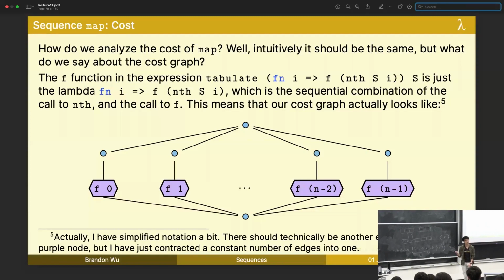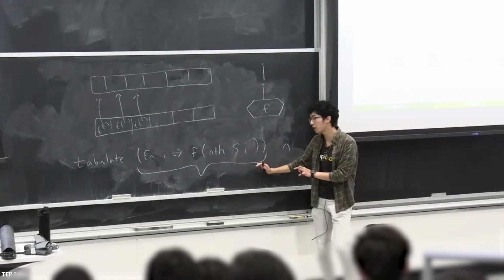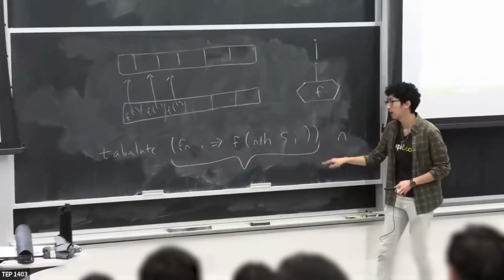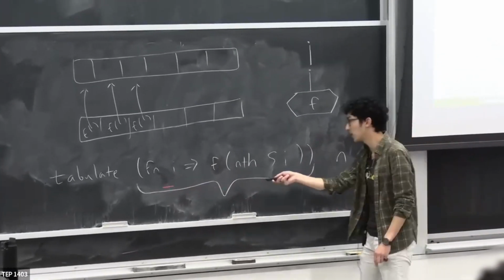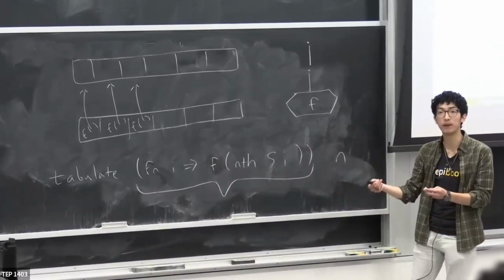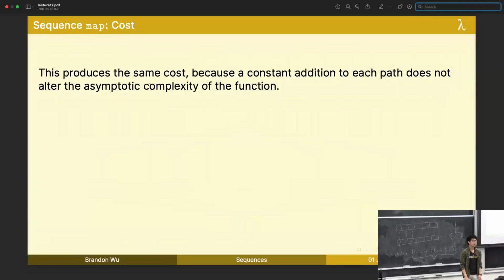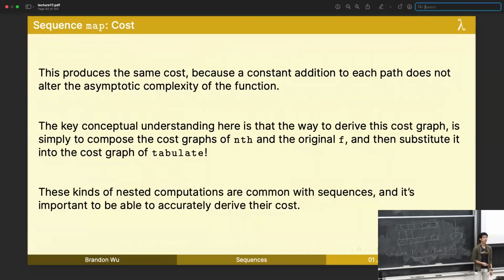Okay. This is our cost graph for tabulate. And so the key theme here is how do we think about the cost graph when we compose these functions, when this guy has something. And it just means that we replace the old f node with whatever this cost graph is. Okay, that's a general theme. We'll see another example at the end of this class. Okay. So map, same cost. If I had a constant time function, I promise you constant time span. All right, same deal.